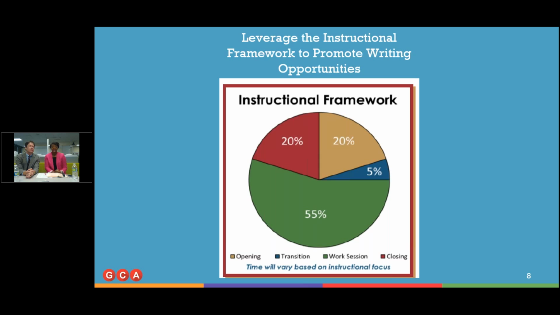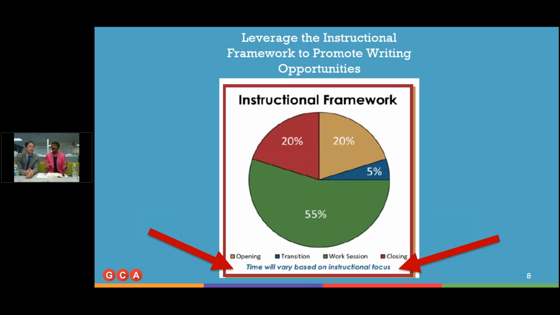Green being the work session. And then the red part being your closing. And what I love about this visual is that they make it very clear for us here, thinking about teacher autonomy and student needs, that this is going to vary based on our instructional focus, right? We're going to talk a little bit more about that.